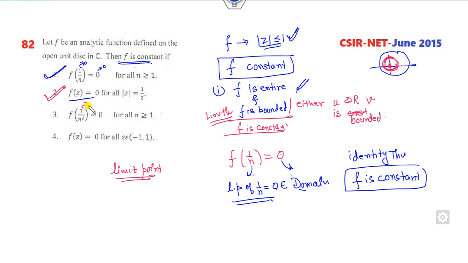What is the limit point of 1 by n square? It is also 0. So again 0 belongs to this. f of z is 0 for all z belonging to this. What is the limit point of this? It's minus 1 to plus 1. It's a limit point of this, which is again part of this, so it is also satisfied, the right answer of this problem. So for this example, all are correct options.